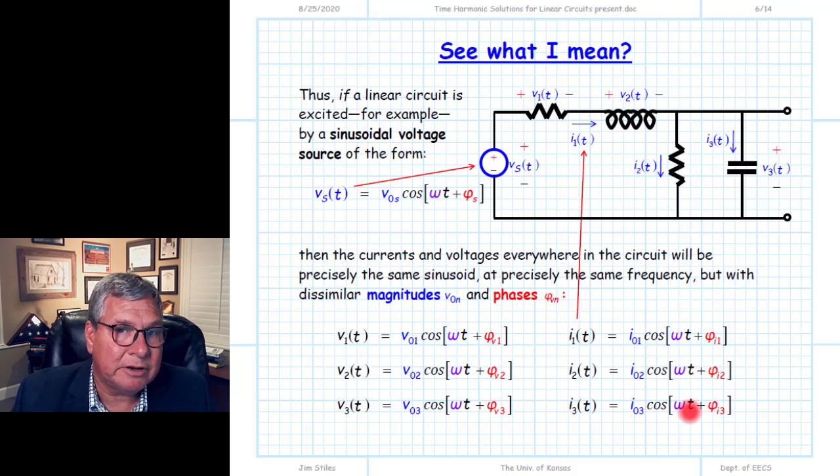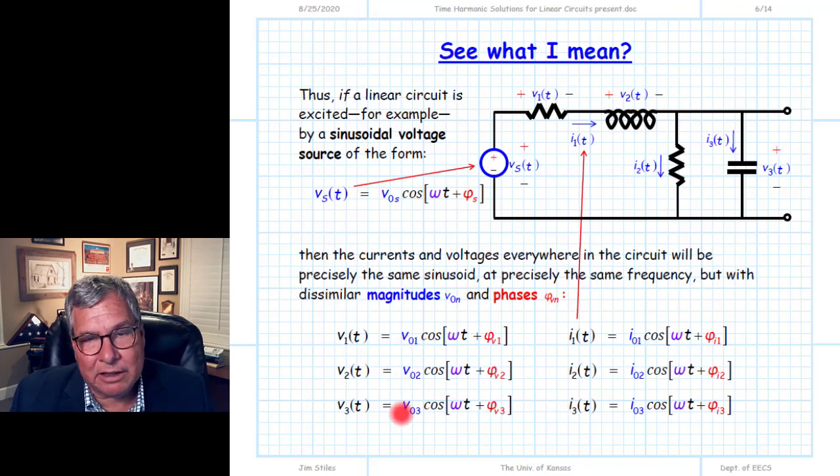What is different, though, for each voltage and current as we move through the circuit is that its magnitude and phase will be different. The magnitude of each sinusoid we see in the three linear elements will be different from each other and different from the original source. Likewise, the phase that we see for each sinusoid will be different than the source and of course different from each other. Same thing for the currents. We know there's a sinusoid of frequency omega at every location. The only thing we don't know for each element is what its magnitude is and what its relative phase is.